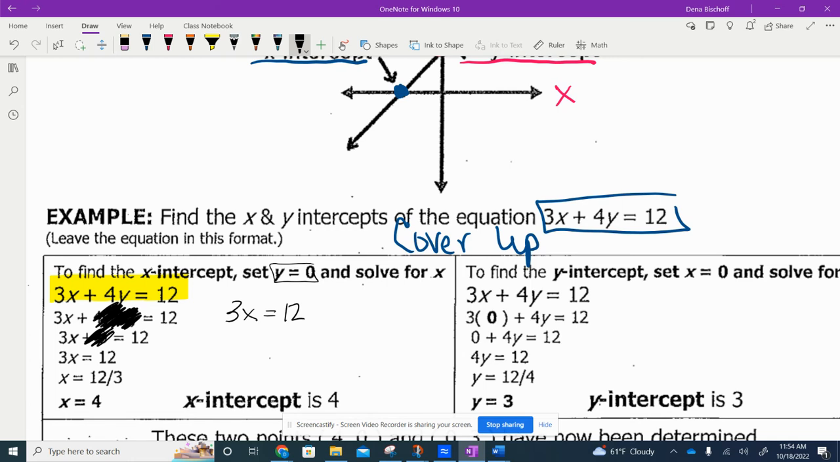Just cover up the y term. Just cover it up totally. Well, divide both sides by 3, and that means x equals 4. So my x-intercept is the ordered pair 4, 0.